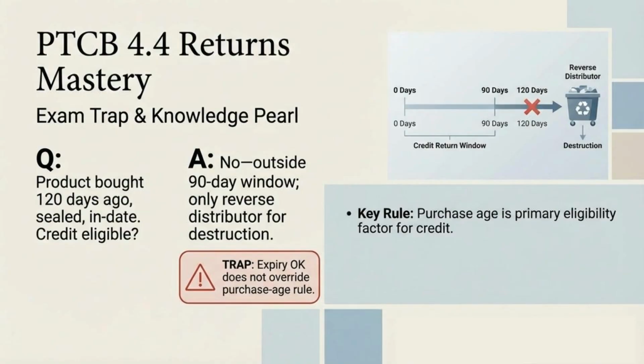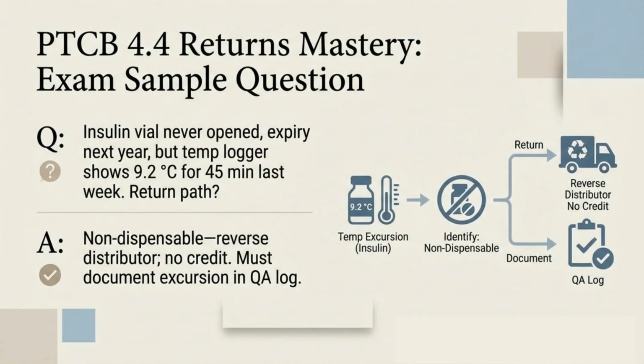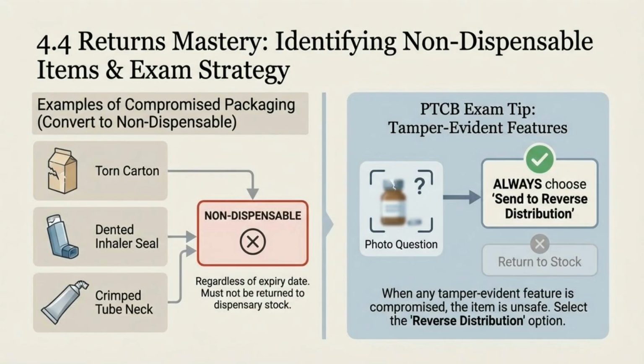Purchase age is the primary factor for credit eligibility. A product bought 120 days ago, even if sealed and in date, is outside the typical 90-day window, making it only eligible for reverse distributor destruction. For an insulin vial with a recorded temperature excursion above 8 degrees Celsius, the product is non-dispensable. It must go to the reverse distributor with no credit, and the excursion must be documented in the QA log.